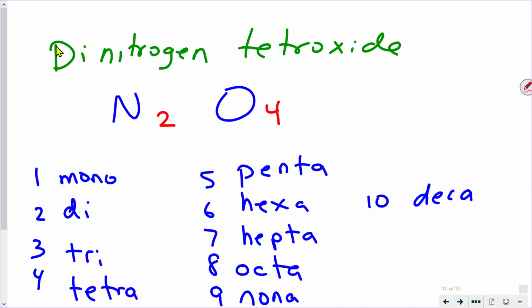And this is called binary covalent. Why is it called binary? You see two types of elements. All right, so let's talk about the mole.